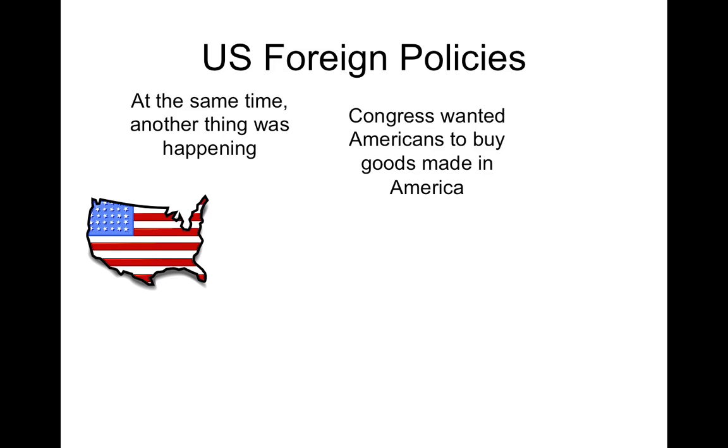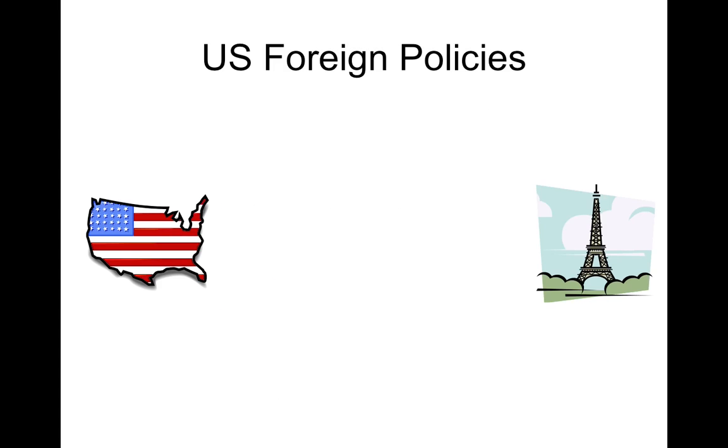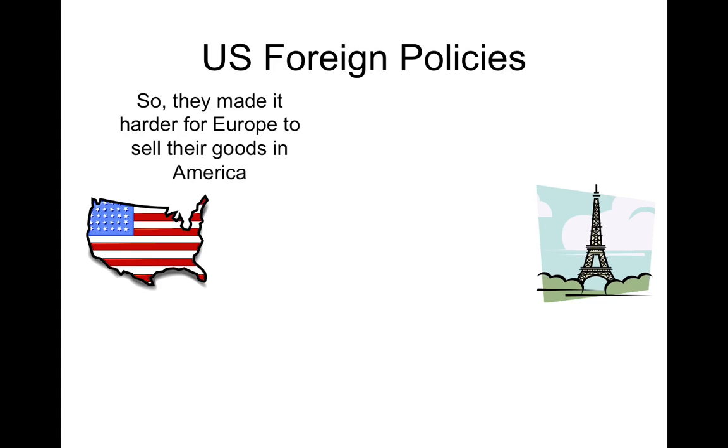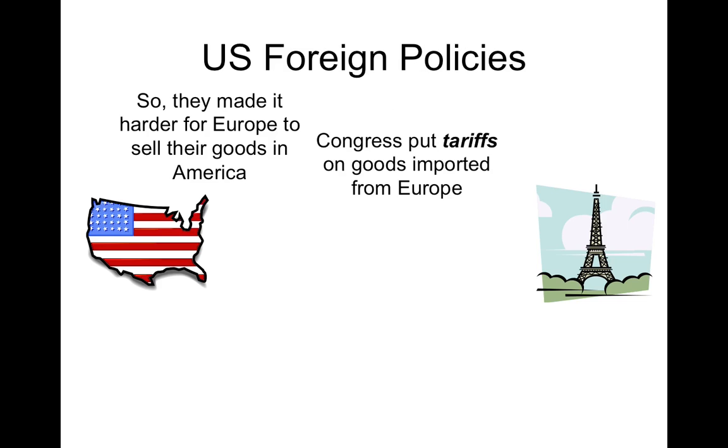Congress is in very much a buy America mood. This is actually a time of relative economic growth for America, and the Congress wants people to buy American goods. This promotes American business. So they make it harder to sell European or have Europeans sell goods in America. They use what are called tariffs, or taxes on imported goods, to prevent European goods from coming into America.